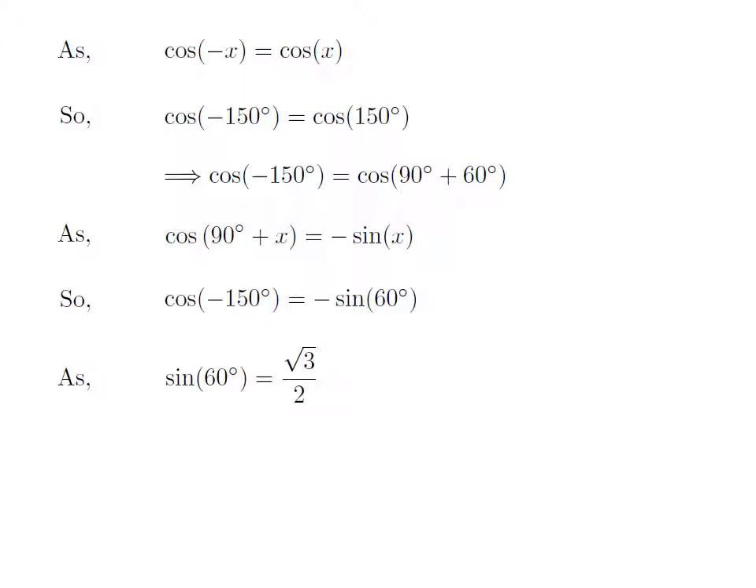We know the value of sine of 60 degree is equal to square root of 3 upon 2. So we get the value of cosine of minus 150 degree is equal to minus square root of 3 upon 2.